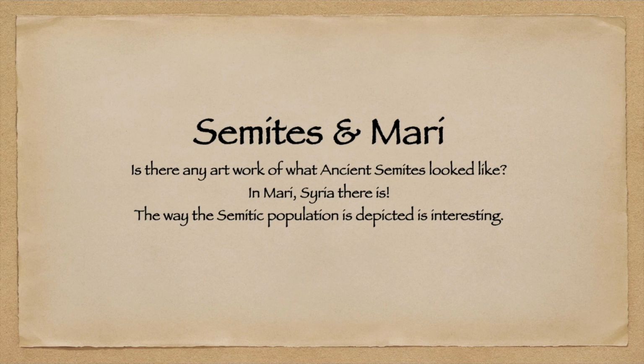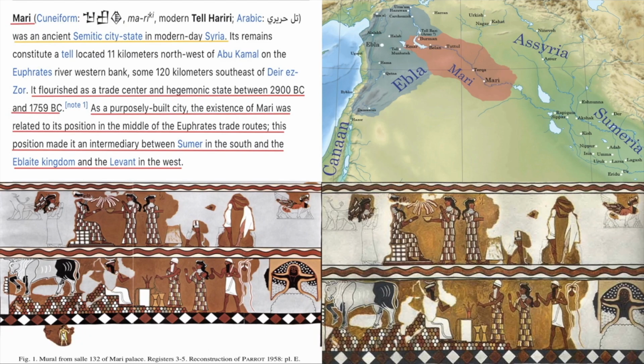Semites of Mari. Now when it comes to artwork, we actually know sort of what ancient Semites would have looked like. And Syria is one of the best places when it comes to looking at their artwork and the way that they depicted themselves.